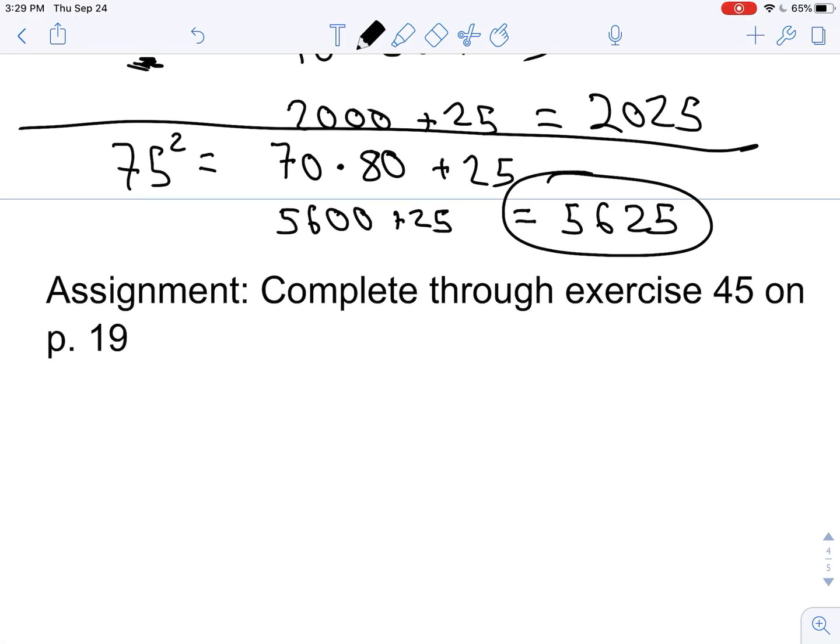Complete through exercise 45 today, please, on page 49, if you will.